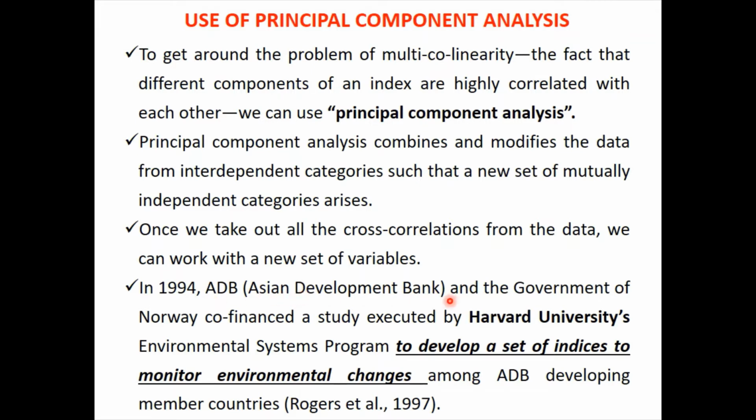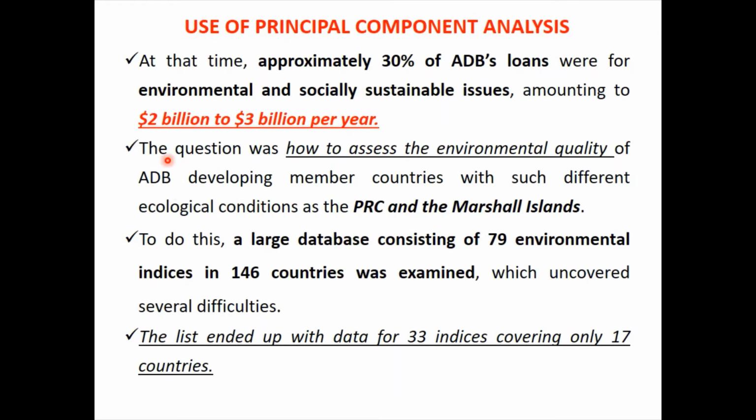For example, in the year 1994, the Asian Development Bank and the government of Norway co-financed a study executed by Harvard University's Environmental Systems Program. The aim of this study was to develop a new set of indices to monitor environmental changes among the developing member countries of ADB, at that time Asian Development Bank. Approximately 30% of ADB loans were for environmental and socially sustainable issues, and that percentage amounted to around 2 billion to 3 billion dollars per year.